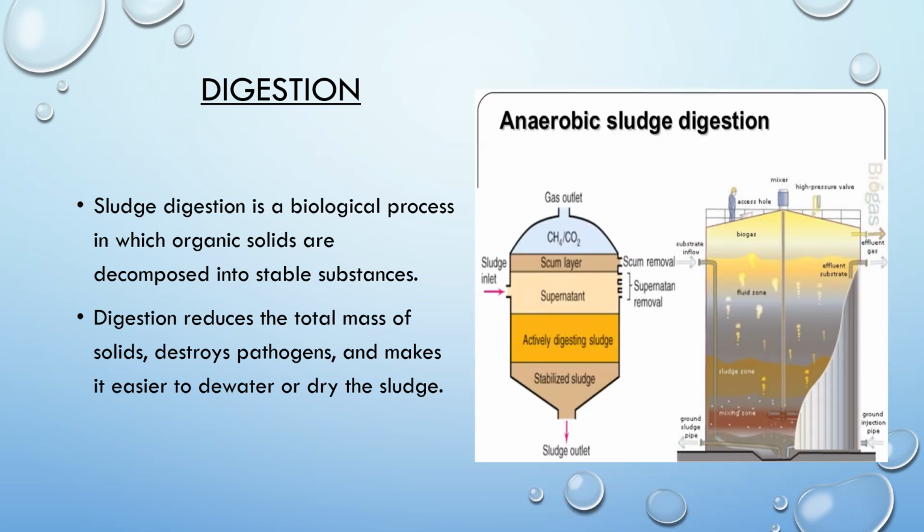Actually, this is the picture of the digestion, or we can say the anaerobic sludge digestion. The stabilized sludge settles down in the lower layer and is removed from the lower outlet, whereas the active digestive sludge is in the second layer and the water or supernatant is in the upper layer.